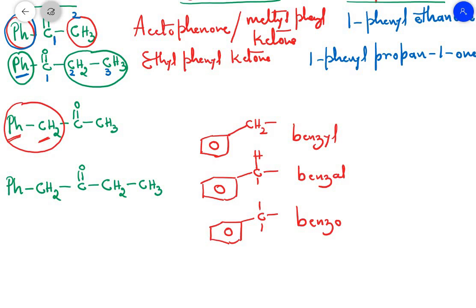Is it clear? So therefore here we are having C6H5 followed by CH2, so it is called benzyl, and here we are having CH3. Alphabetically B comes first, and the common name of this compound is benzyl methyl ketone.